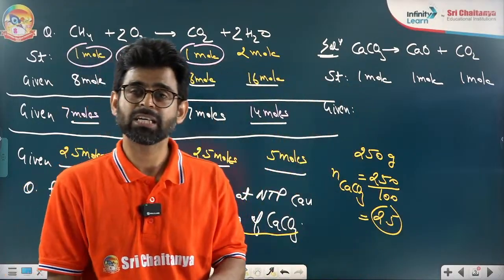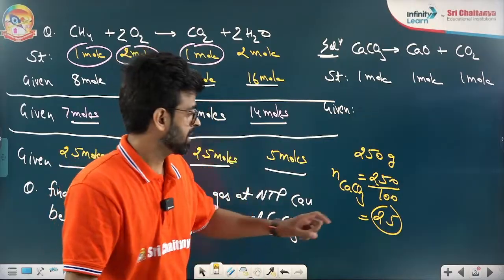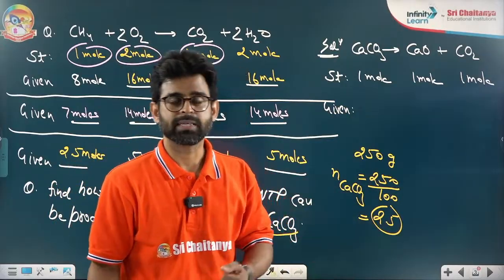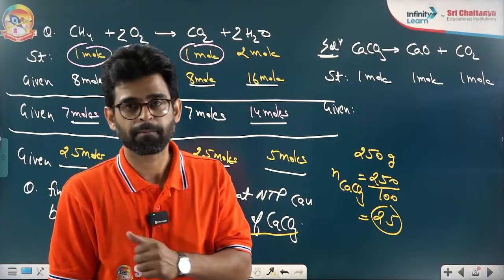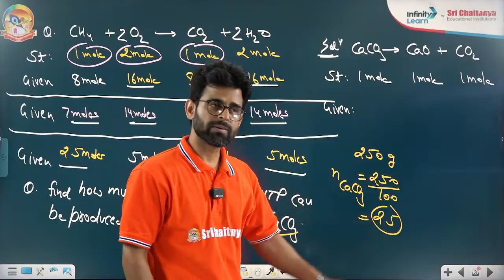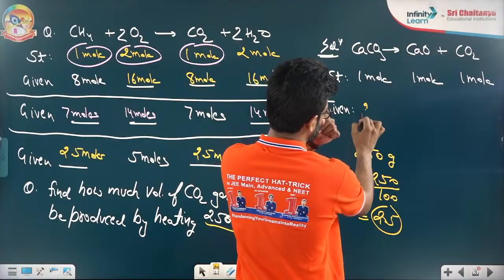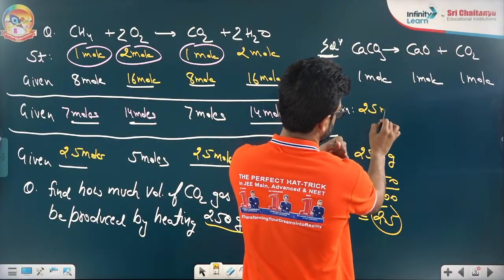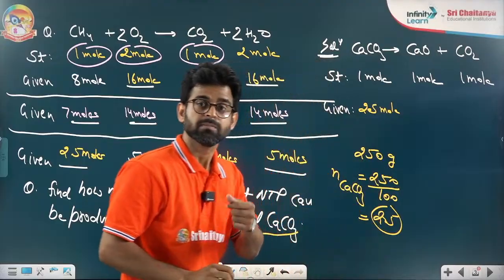So if by chance they give me weight, from weight find the moles. How do we find the moles? Given weight by molar weight. CaCO3 has a molar weight of how much? 100. So how much is coming? 2.5 coming. Very good. So from here I have 2.5 moles. We can see clearly, right?